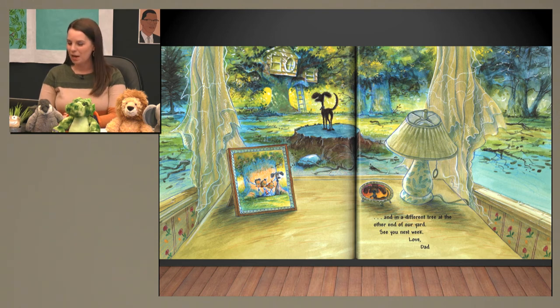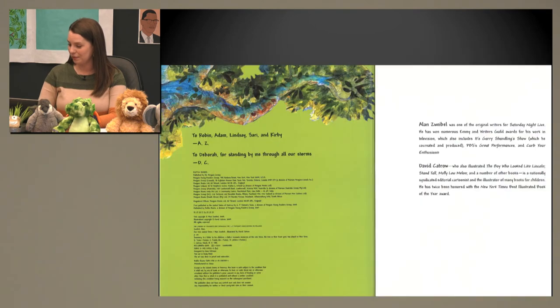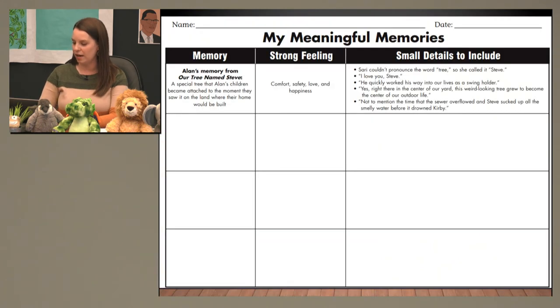Now, Steve can be associated with even more memories and emotions for this family because now he's made into a treehouse. It's been repurposed. Now, you are going to practice sharing a memory of your own that brings back strong emotions. You're going to include little details that let your readers know how special your emotion is. And I'm going to model that for you today.